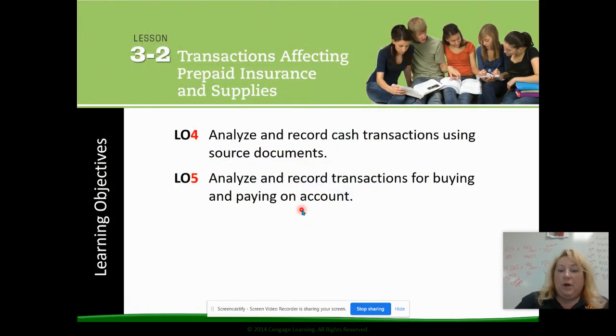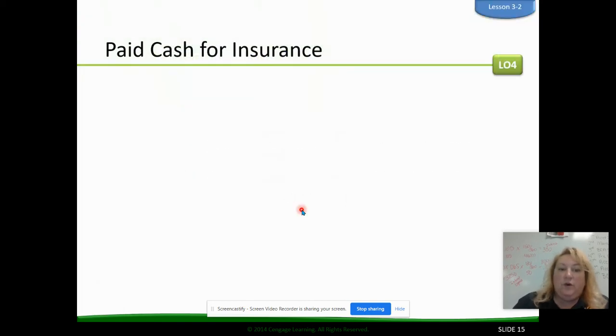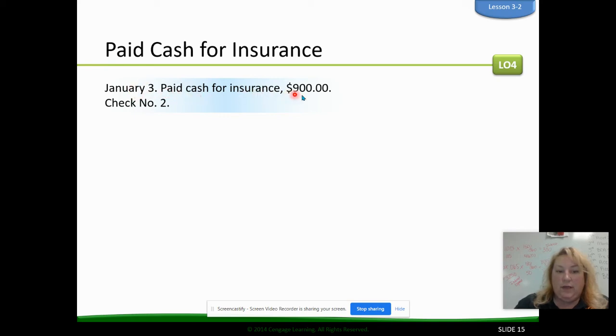So the second part is using those source documents again and just continuing and practicing those transactions. So paid cash for insurance. Well, insurance is an asset. Our asset is going up. Cash is an asset. Our asset is going down. So this is what that transaction looks like. January 3rd, paid cash for insurance, 900, check number 2.